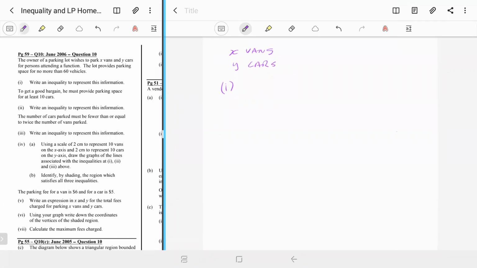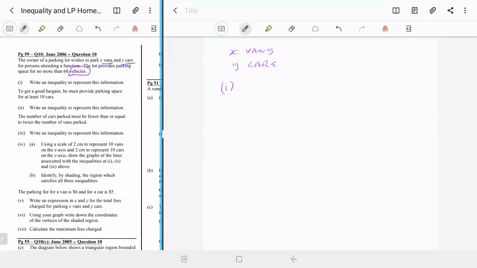But you're writing an inequality to represent the information. Something less than or equal to 60. Why x? It's vehicles. Remember, I'm parking vans and cars. Vehicles means the vans and the cars, all the vans and all the cars.